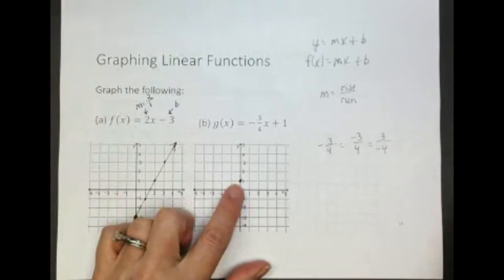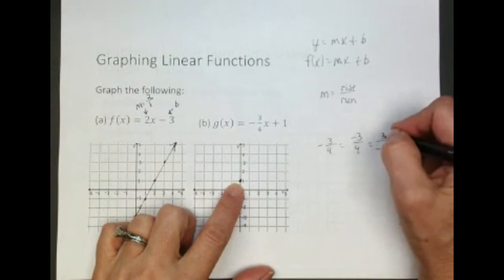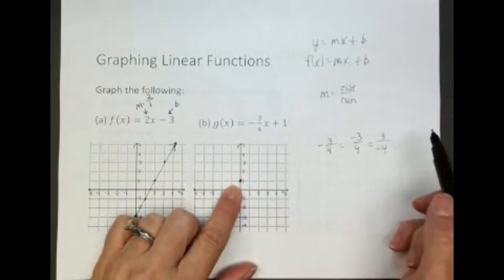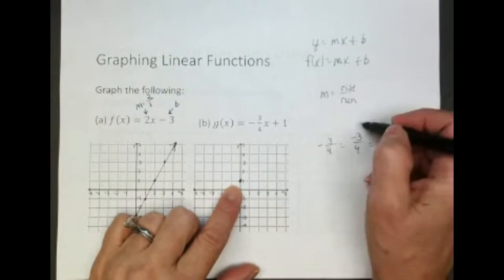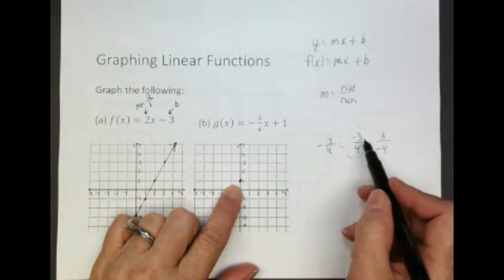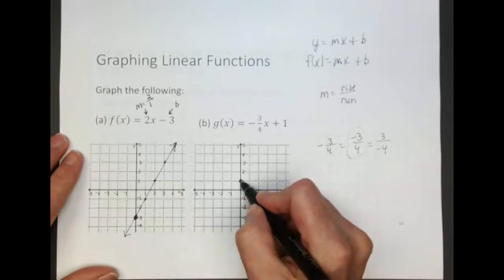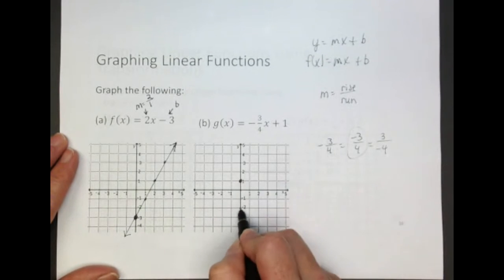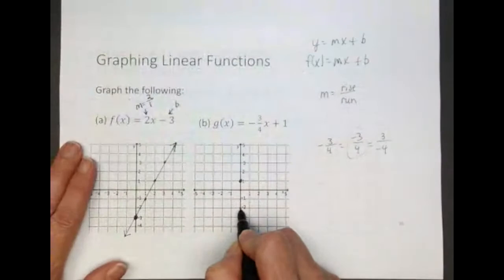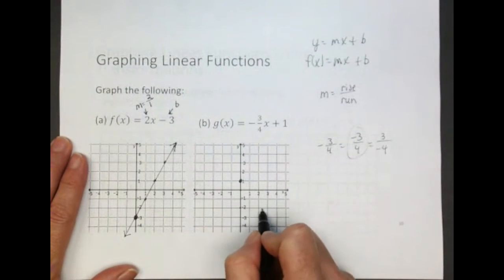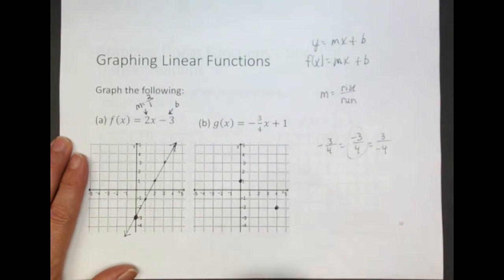So if I start at this y-intercept and I count out rise over run, let's use the first version of it. The rise is negative 3, so instead of up 3, I'm going to go down 3. 1, 2, 3. And then the run is positive 4, so I'll go to the right 4. 1, 2, 3, 4. And there's a second point that I can use.